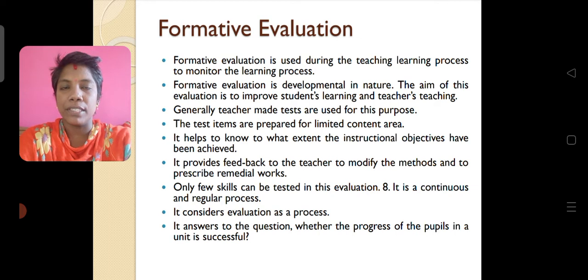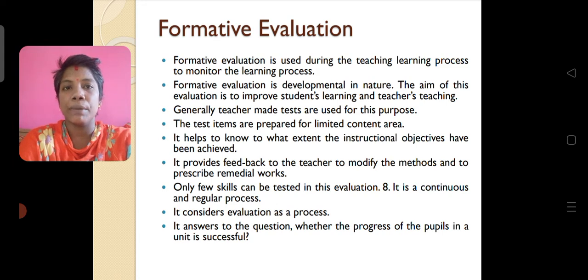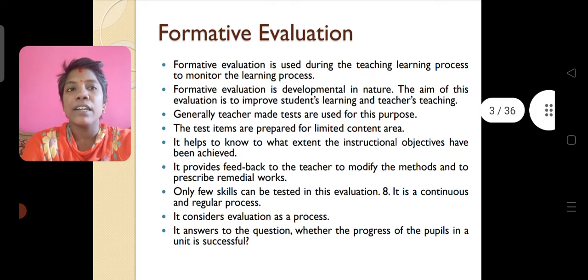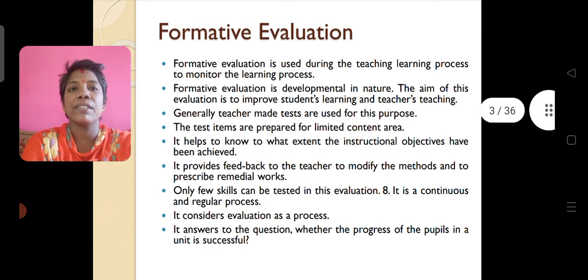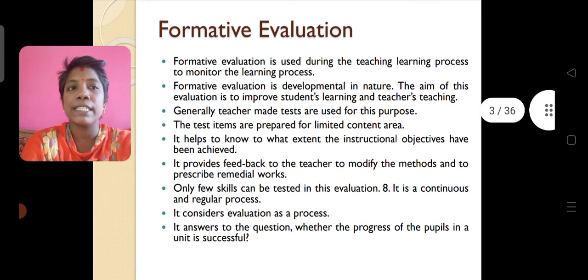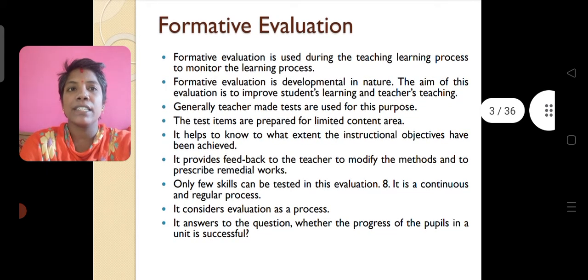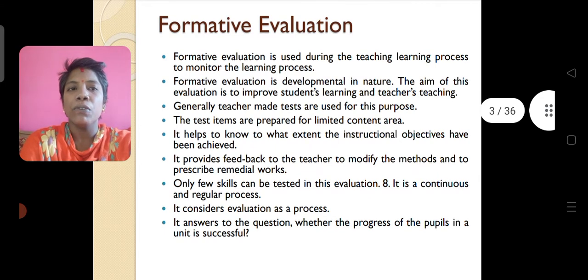But the summative is at the end of the term. We conduct the same question paper across all the classes, conduct the summative evaluation, and enter the marks. This is the basis for going to the next level of the class. Formative evaluation is used during the teaching learning process to monitor the learning process. Formative evaluation is developmental in nature. The aim of this evaluation is to improve the students' learning and the teaching process. Generally, teacher-made tests are used for this purpose.